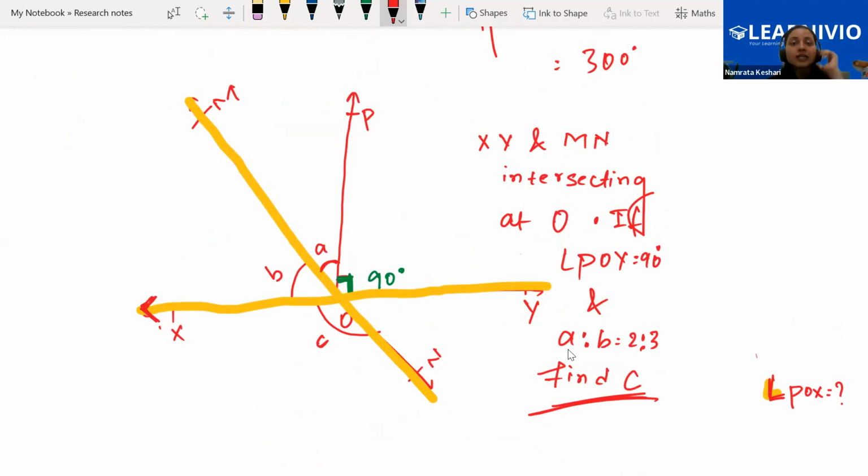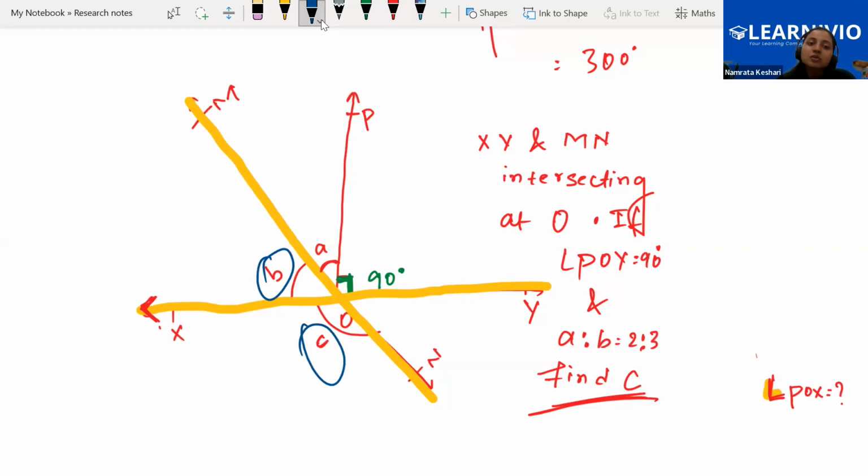On the straight line MN, there is a ray OX. A ray is standing on a line. Hence, the sum of adjacent angles will be 180 degrees. Either write the axiom or directly write that both are making a linear pair. Which two? Angle B and angle C are making a linear pair with each other.